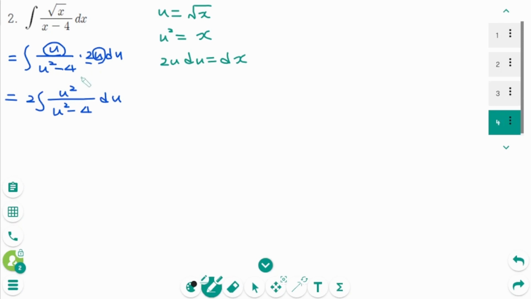Since the degree of the numerator is not less than the degree of the denominator, add minus 4 plus 4 here, so it is equal to plus 0. Then we can rewrite as 2 times the integral of u squared minus 4 plus 4 over u squared minus 4 du.